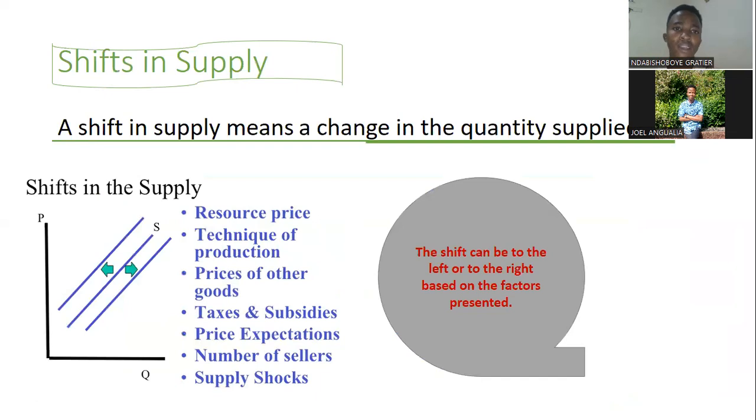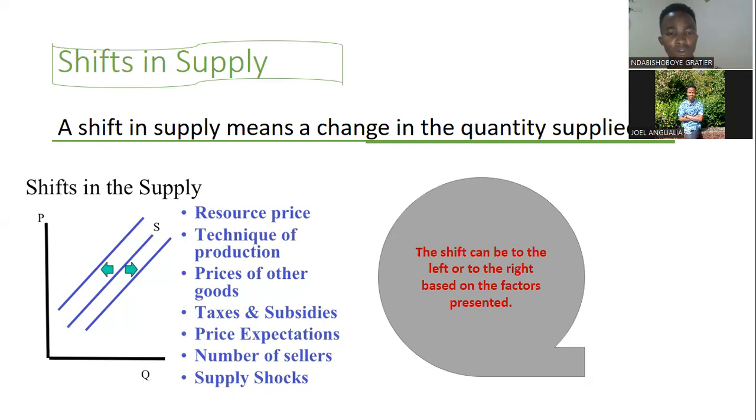So let's also look at an important aspect, a shift in supply. A shift in supply means a change in the quantity supplied. It can be either to the left or to the right. And there are factors that justify whether it will go to the left or to the right. As you remember, we said that in supply, the higher the price, the higher the quantity supplied, and the lower the price, the lower the quantity supplied.